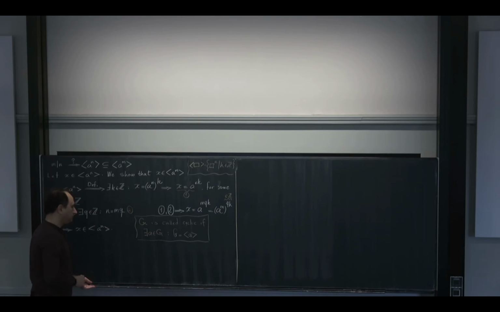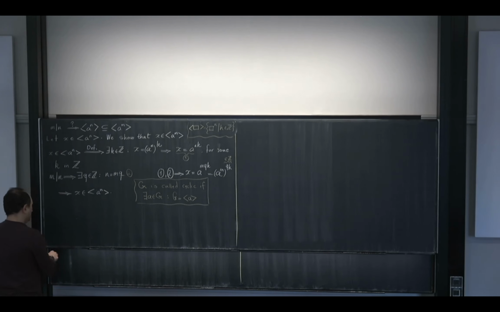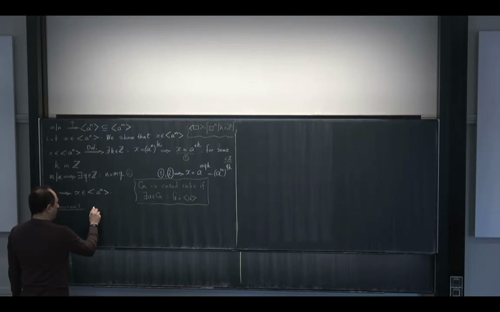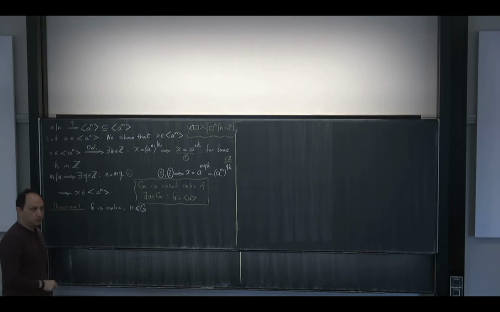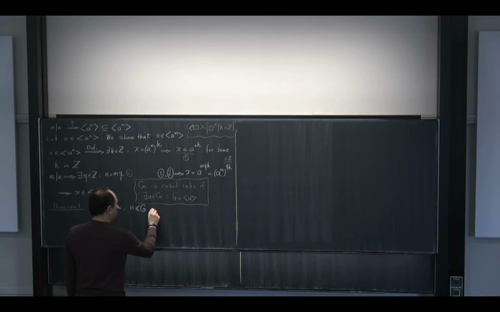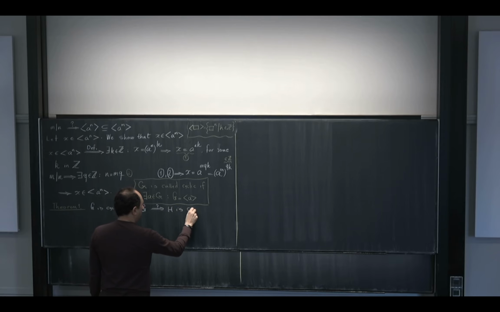Okay. Now we want to go to Theorem 1. So here what I have, I know that G is cyclic. I know that H is a subgroup. Do you remember this symbol? H is a subgroup of G. My goal is to show that H is cyclic.